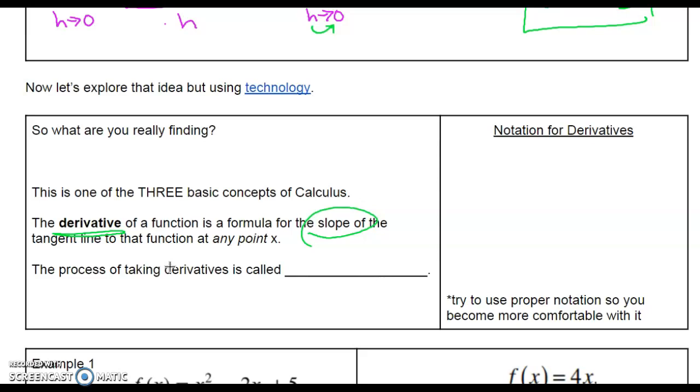So the process of taking derivatives is called differentiation. Okay, it's to derive, to find the derivative, but a derivative is actually finding the slope of the tangent line to a function. That is what we're doing, okay?